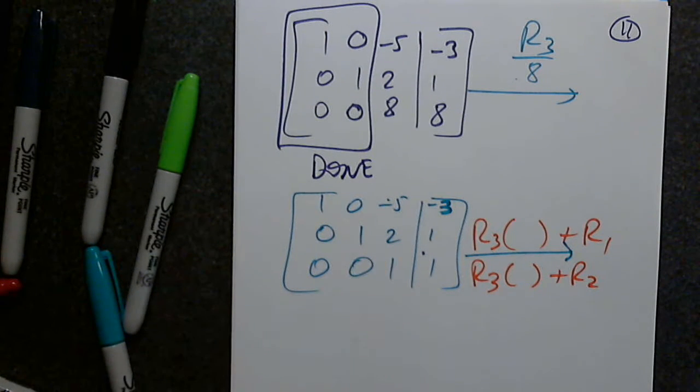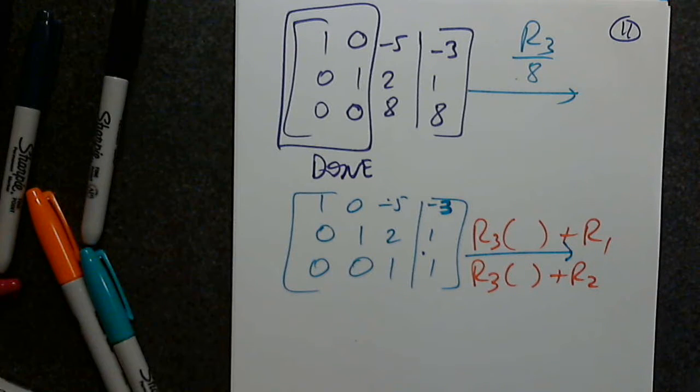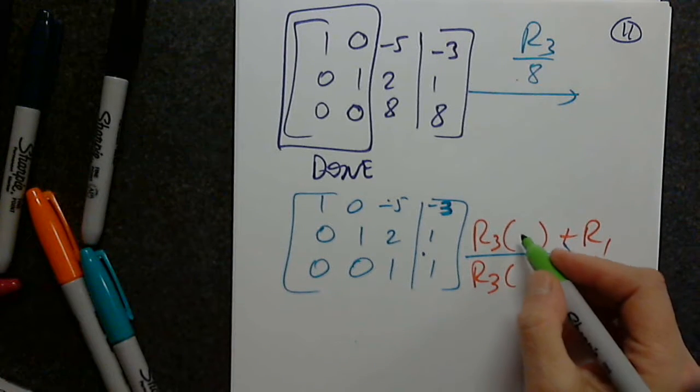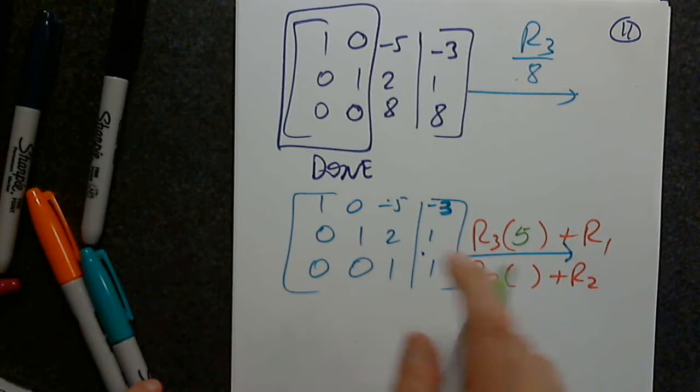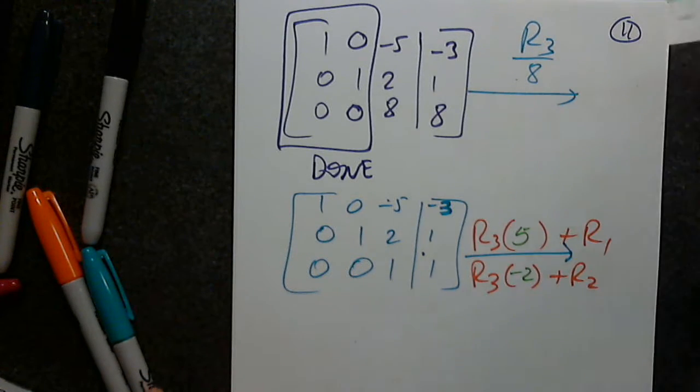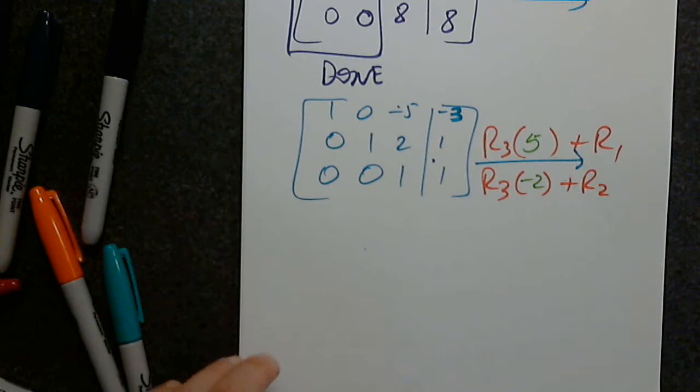We want to eliminate the negative 5. How do I do that? With a 5. I want to eliminate the positive 2. How do I do that? And this is the final step.